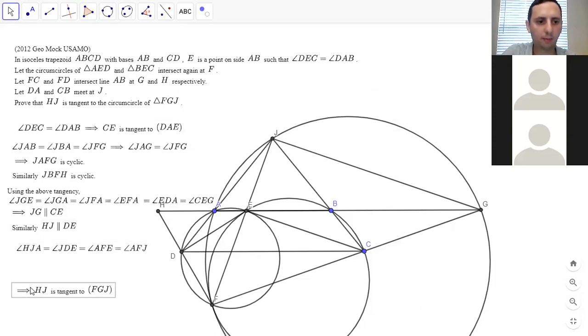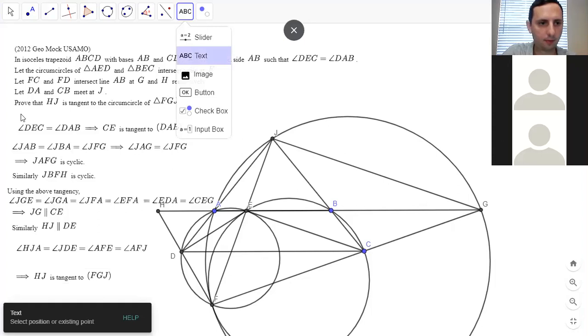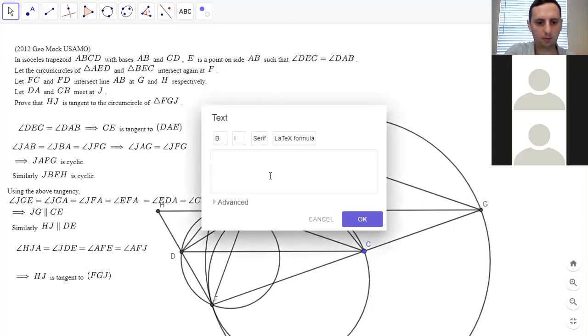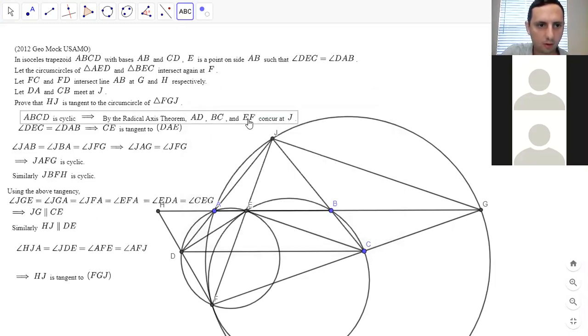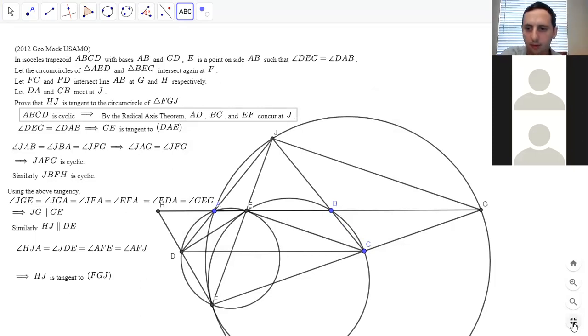All right. I forgot to mention the radical axis theorem. So ABCD is cyclic, and the radical axis theorem applies. AD, BC, and EF concur at J. So I think that's it for that problem.